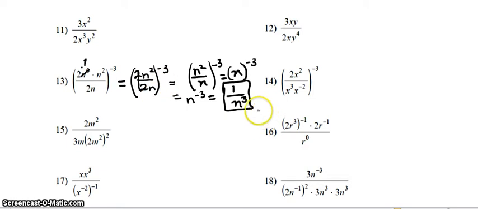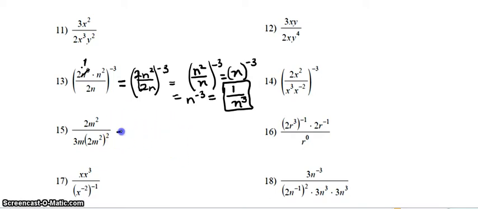Okay, several ways to do this. My suggestion, simplify inside the radical and then finish up your problem. So again, disclaimer, many different ways to do that.